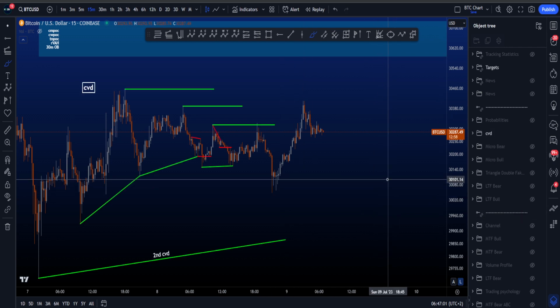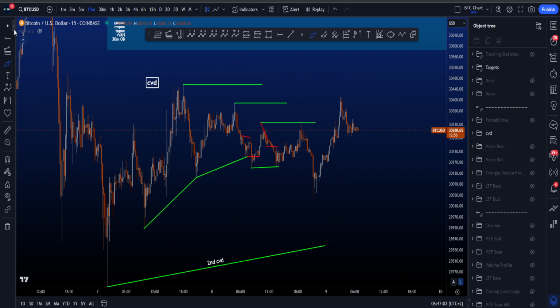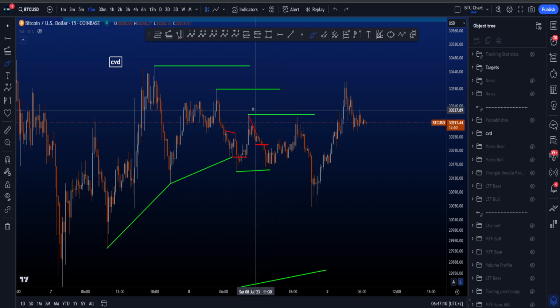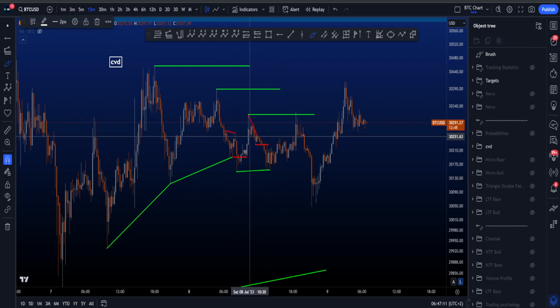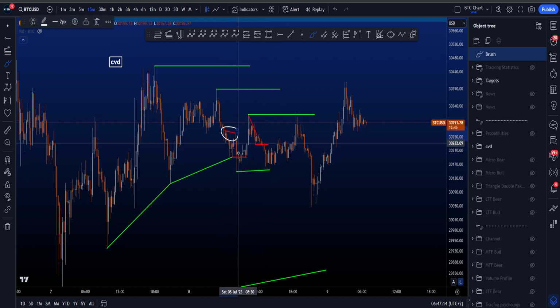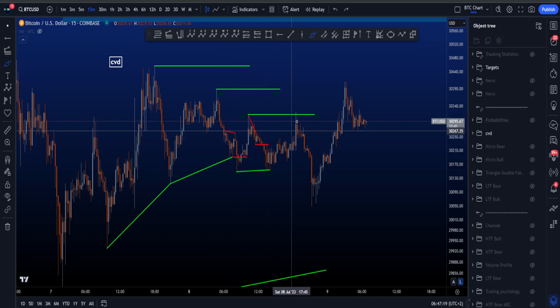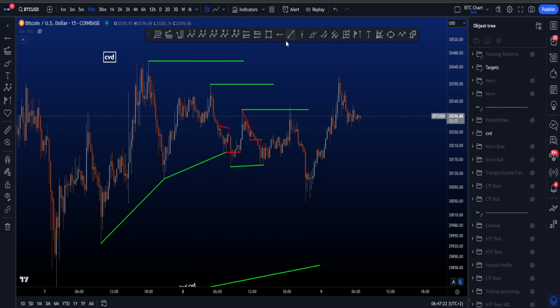If you then look at the CVD divergences, sure, there was a lot going on yesterday where the more local CVD divergences, this one over here, have played out because it took the high. Now, all of these bearish ones also played out. Bearish CVD divergence, target taken. Bearish CVD, target taken. Very nice. The bullish one, target also taken. Now, this one, interestingly, is invalidated.